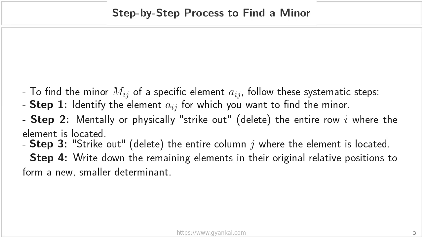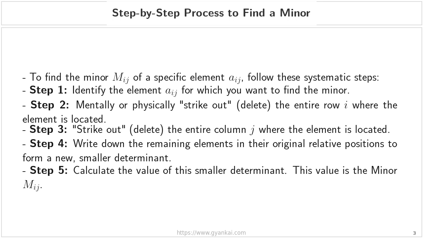Step 4 is where you reconstruct the data. Look at the elements that weren't crossed out. Write them down, keeping them in their original relative positions to form a new, smaller determinant. As we mentioned in the previous slide, if you started with a 3x3, this new structure should now be a 2x2. Finally, in step 5, you perform the actual arithmetic. Calculate the numerical value of this new, smaller determinant. Once you have that final result, you have successfully found the minor, denoted as m sub-i j. In the next slide, we are going to walk through a concrete numerical example to see these 5 steps in action.